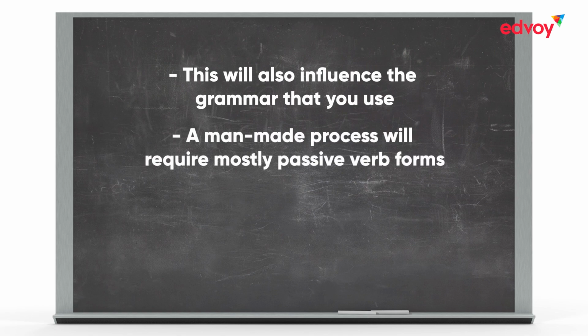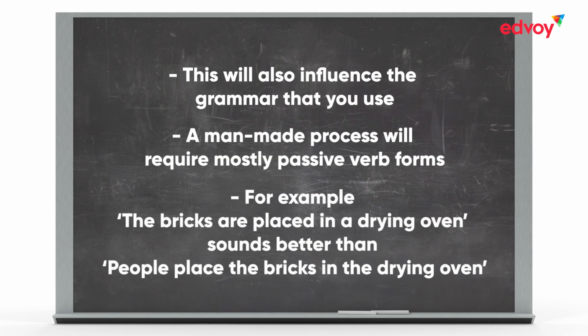A man-made process will require mostly passive verb forms, as the people doing the actions are not as important as the actions themselves. For example, the bricks are placed in a drying oven sounds better than people place the bricks in the drying oven. The people who do this action are not important for us to know. Focus on the action itself.